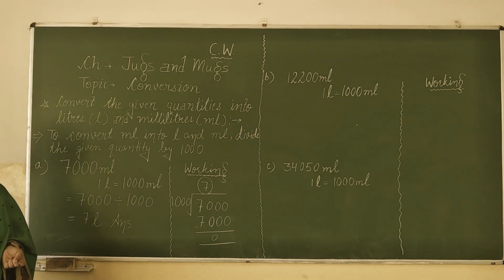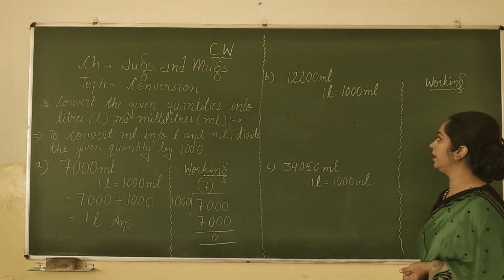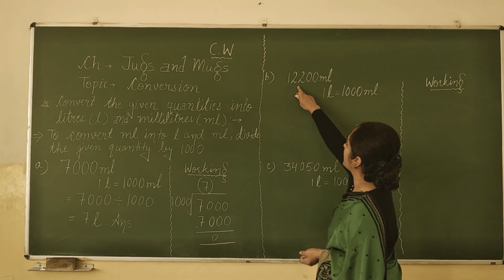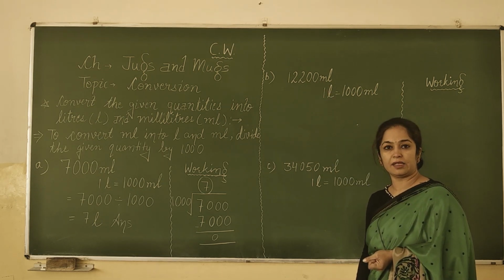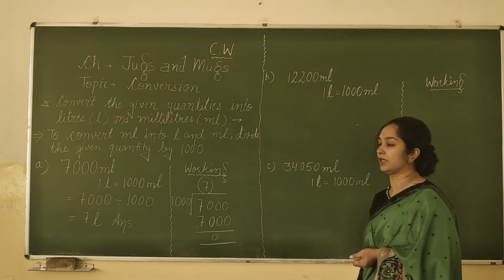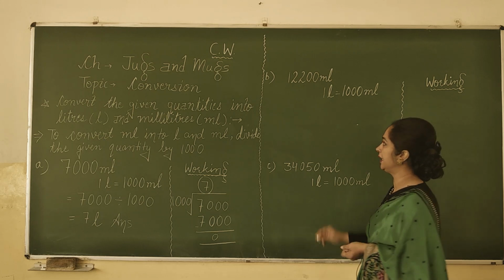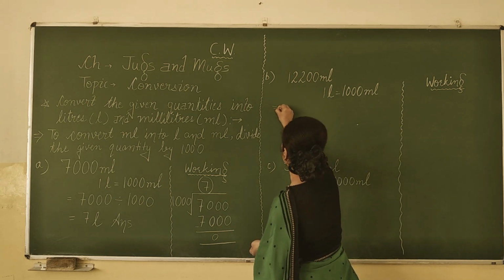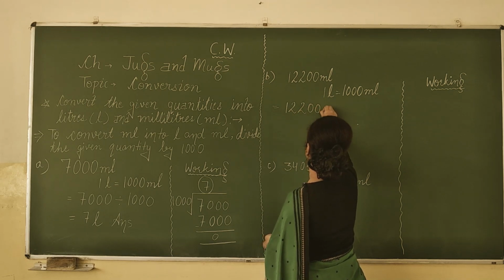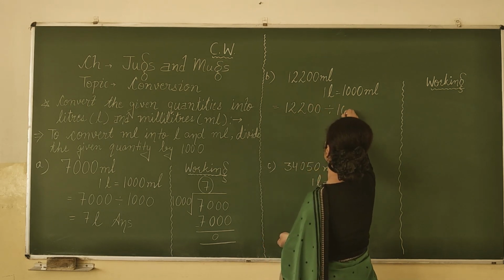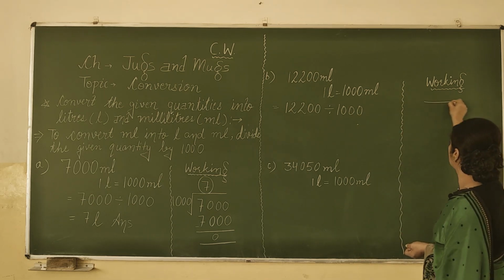Let's solve one more example. In this example, we have to convert 12,200 milliliters into liters and milliliters. So as we know, 1 liter is equal to 1000 milliliters. So we will divide 12,200 by 1000. We will do working this side.